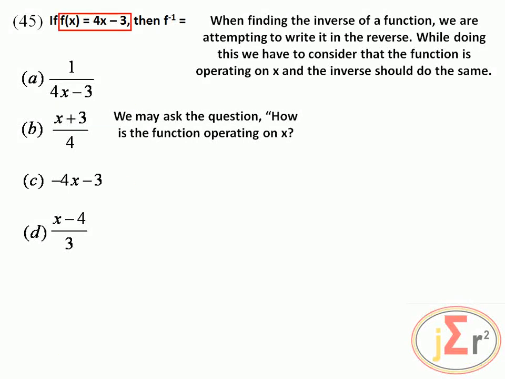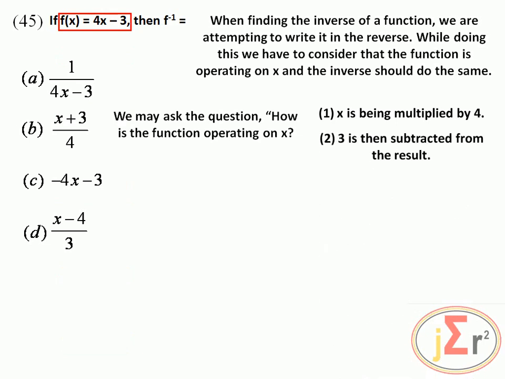And we take a look at the function, and what do we notice? The first one is that x is being multiplied by 4. So that is 4x, x multiplied by 4. And what else? 3 is then subtracted from the result. So we notice that we have 4x, which is 4 multiplied by x. Then 3 is subtracted from the result.